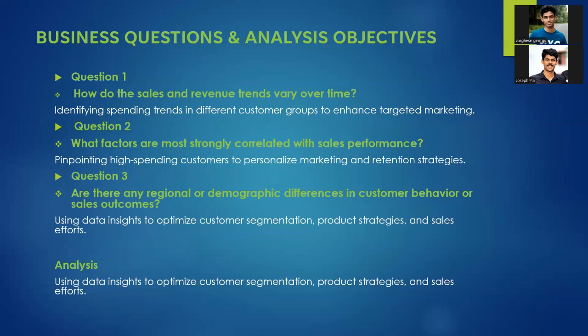Question two: what factors are most strongly correlated with sales performance? The major factors which the performance depends on. And the next question: are there any regional or demographic differences in sales outcomes? At the end, answering these questions helped us provide targeted recommendations for improving sales and customer engagement. The sales and revenue trends can be seen in the next slides.